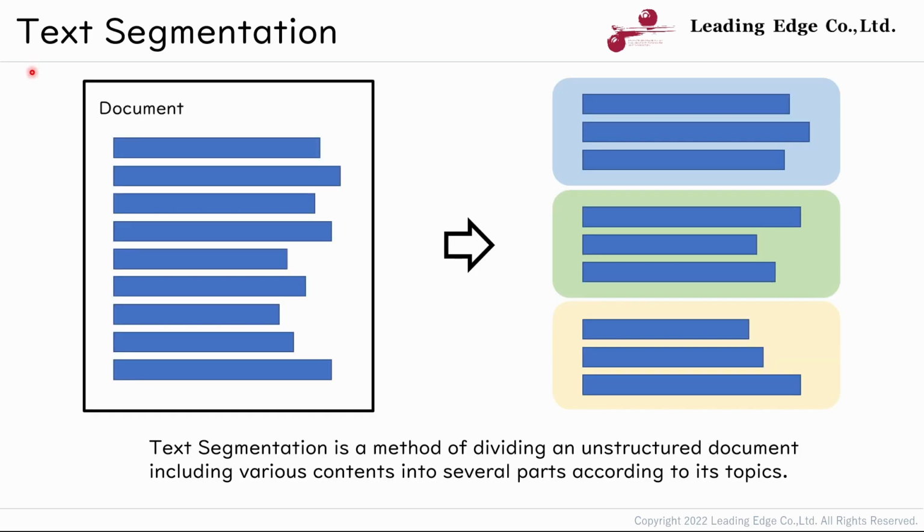First, I will explain an overview of text segmentation. Text segmentation is a method of dividing text or a document according to its topics. When a document describes 3 topics, as in the example here, it is divided into 3 parts by text segmentation. By segmenting unstructured documents according to topics, text segmentation contributes to improving the accuracy of various natural language processing tasks. Next, I explain 3 specific text segmentation methods.